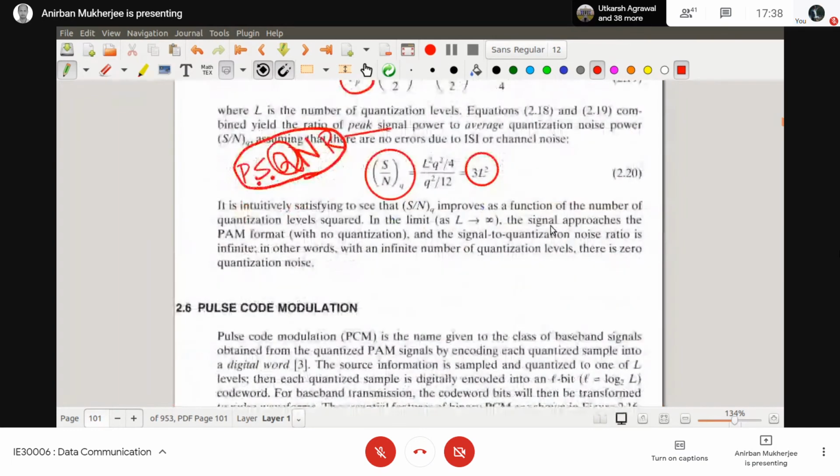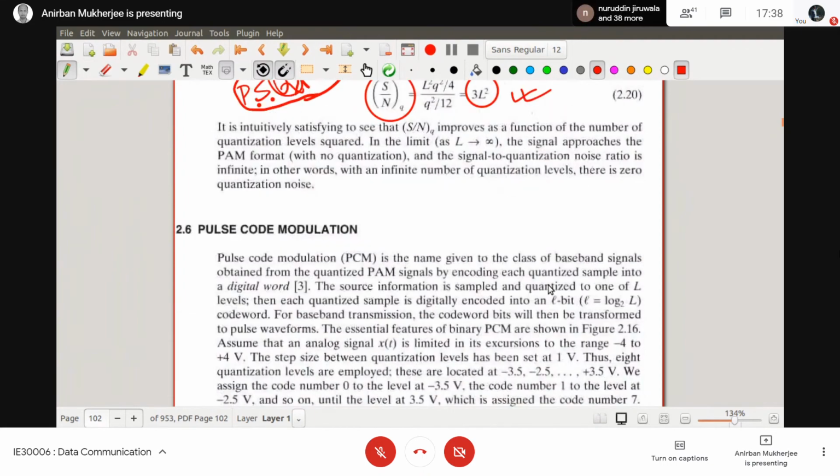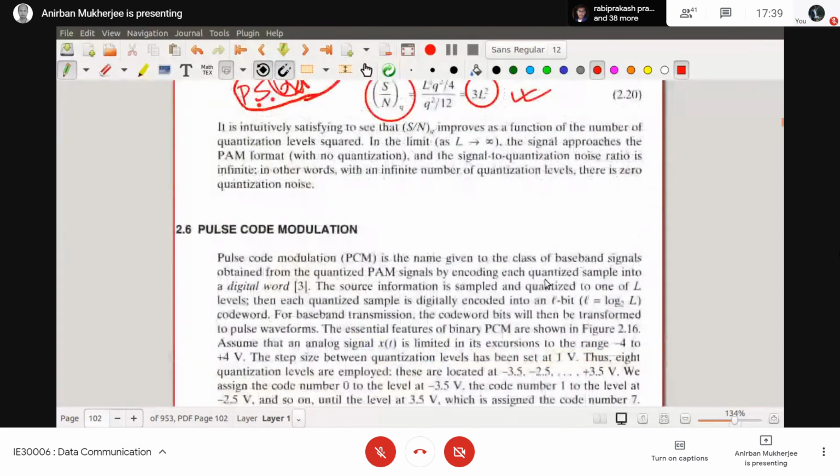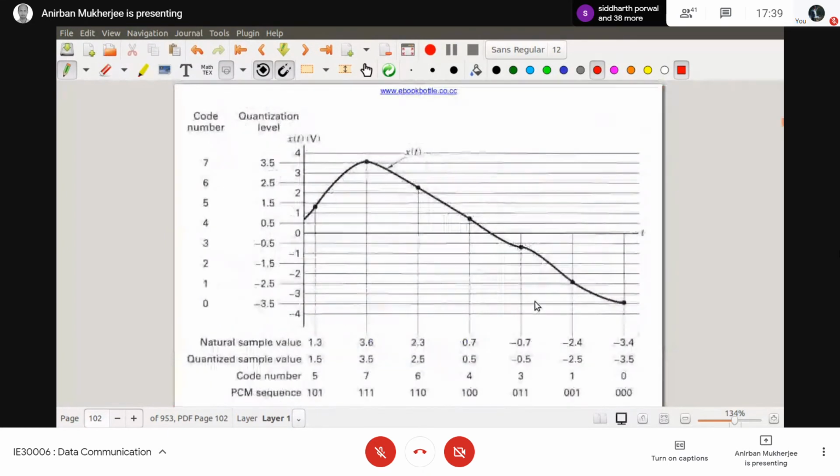So finally, what we have got is that the peak signal to quantization noise ratio is 3 into L square, where L means the number of quantization levels. Now let us come to pulse code modulation, which we started discussing in the last class. Pulse code modulation is where I have a baseband signal, say this type of continuous time signal.